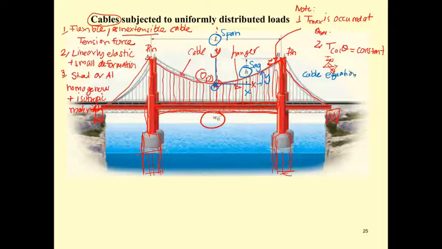The cable equation is going to be in the form of y equal to something times x squared, and we can prove this is going to be the distributed force divided by 2 times F sub h, and F sub h actually is T cosine theta, the horizontal force. After we have the cable equation, we can determine the tension in the cable, and we can also use the T max to design the cable later.